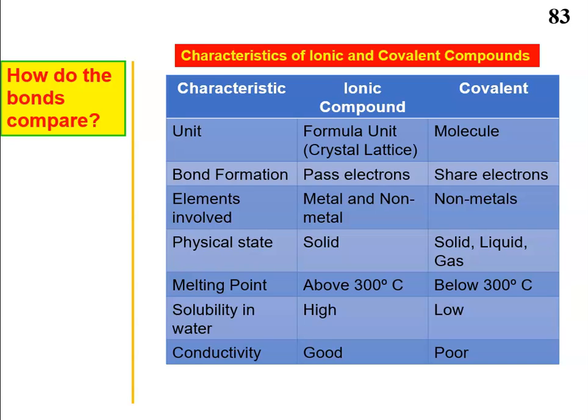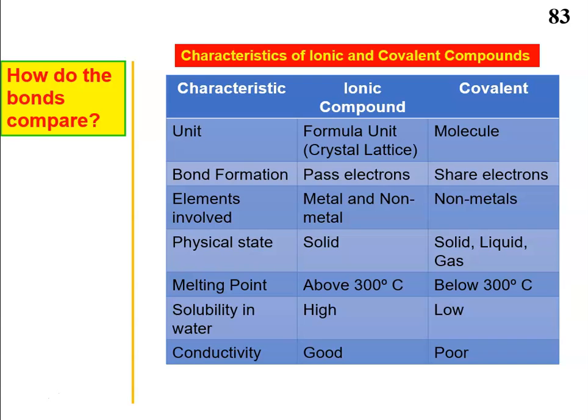Bond formation. Ionic compounds pass electrons, forming cations and anions from one atom to the next. And covalent bonds share electrons. Elements involved. Ionic are metals and nonmetals, a metal to a nonmetal, and covalent are two nonmetals. Physical state. Ionic bonds are always solid. When you put them in water or another liquid, either water or acid, they'll break apart. Whereas covalent bonds can be solids, liquids, or gases.